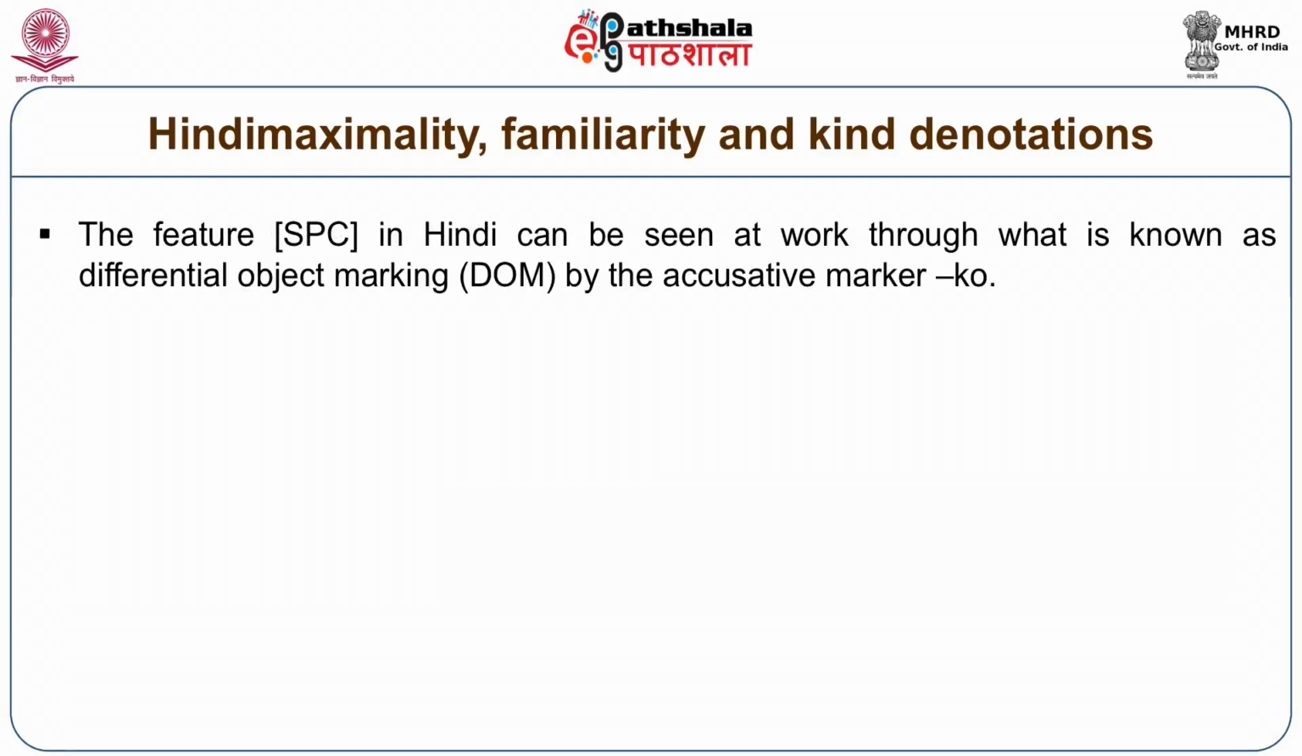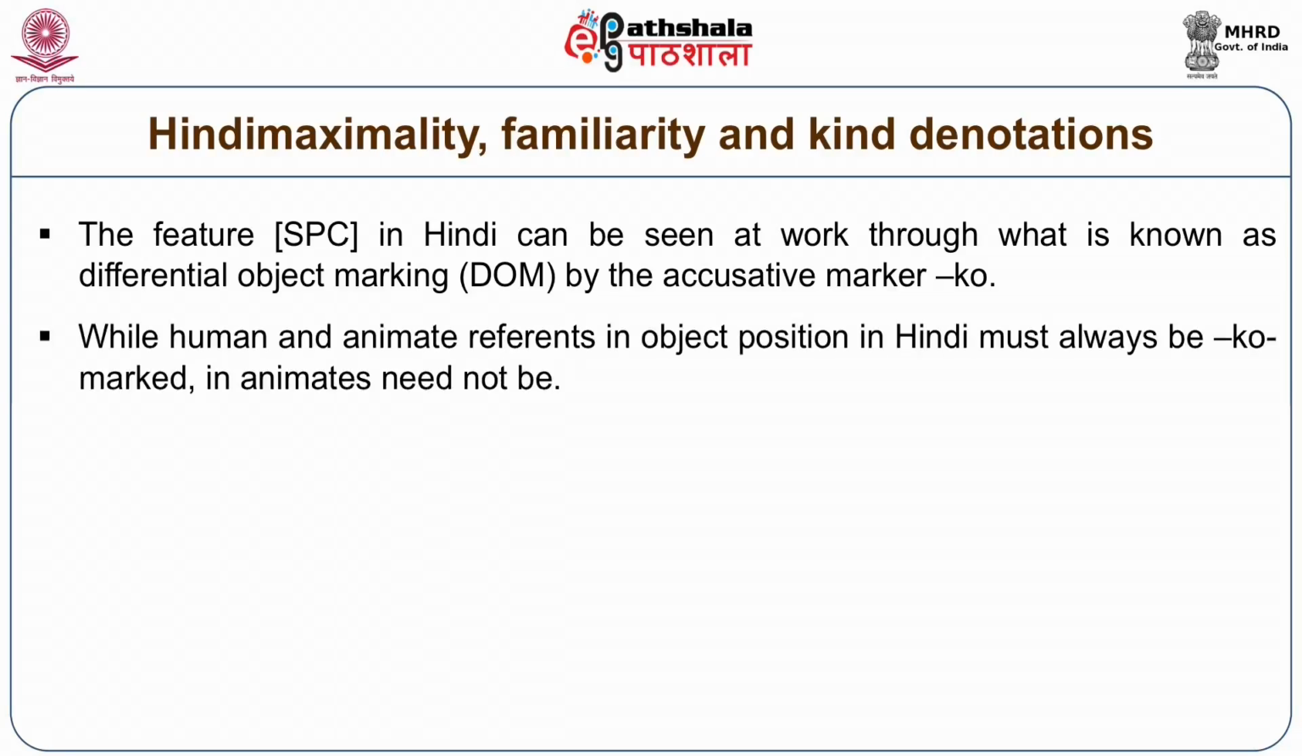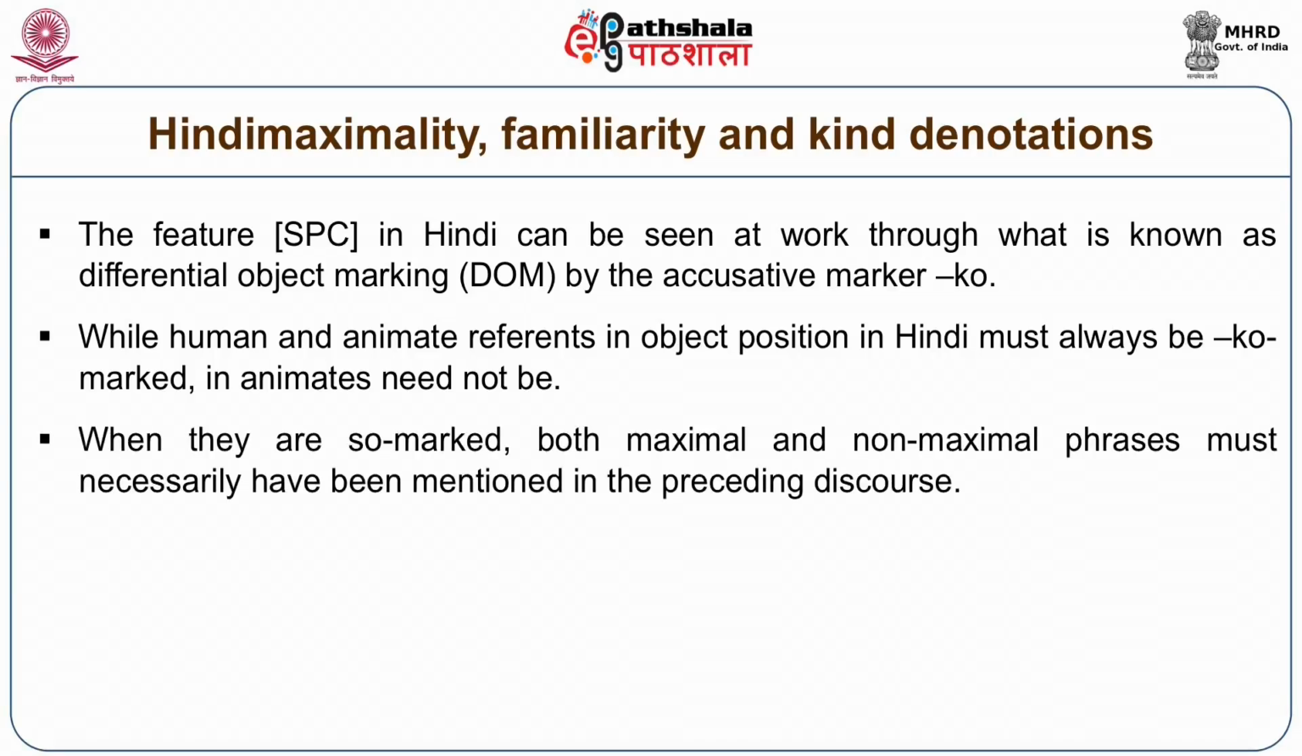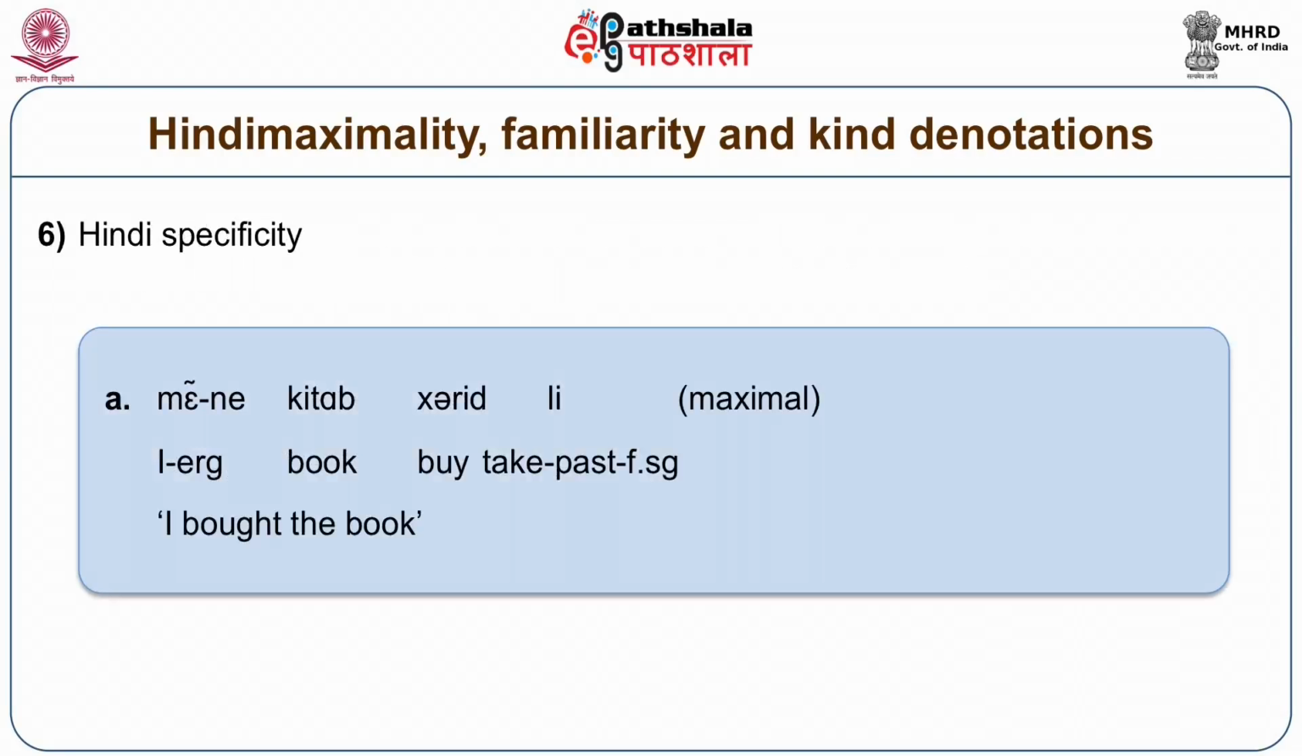Hindi also, in a manner very similar to Turkish, marks specificity. This is called differential object marking, by the accusative marker ko in Hindi. The facts are as follows. While human and animate reference in object position in Hindi must be co-marked, inanimates need not be. When they are so marked, both maximal and non-maximal phrases must have necessarily been mentioned in the preceding discourse. So let me say, in Hindi, uttering a maximal denoting noun phrase, मैंने किताब खरीद ली. This means I bought the book.